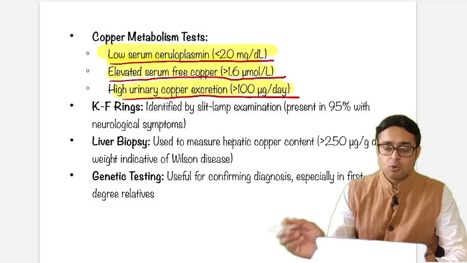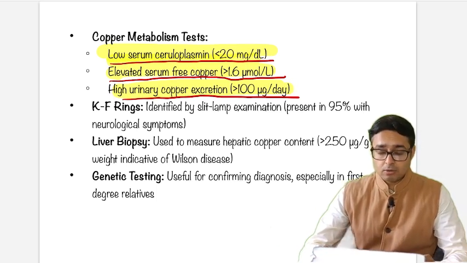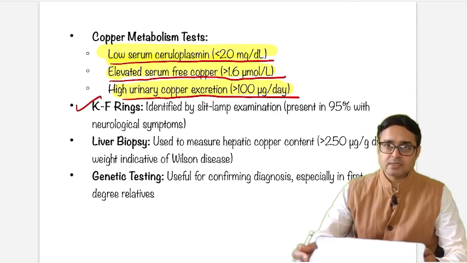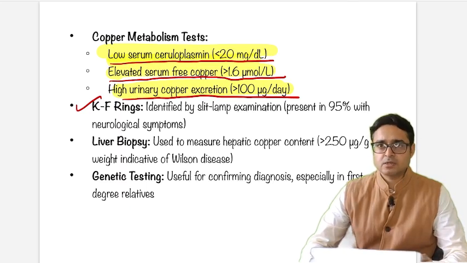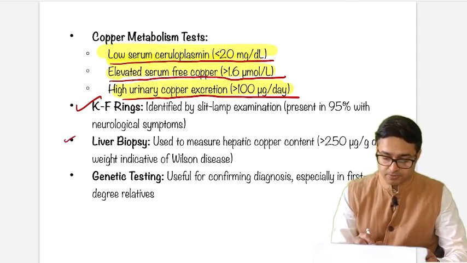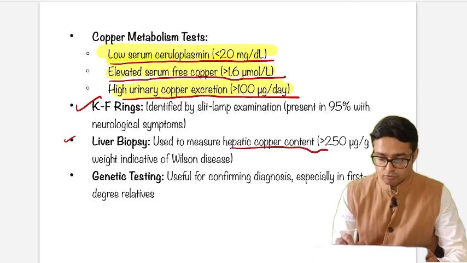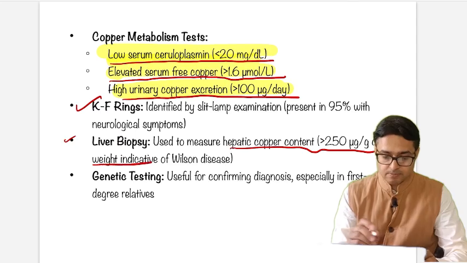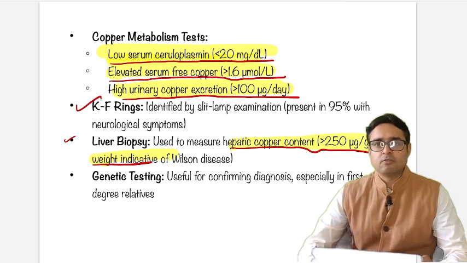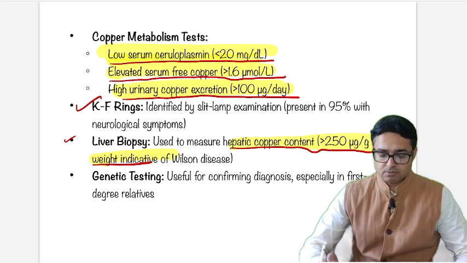So again, to revise: low serum ceruloplasmin, less than 20 milligram per deciliter. Elevated serum free copper, more than 1.6 micromole per liter, and high urine copper excretion, more than 100 microgram per day. KF ring, as we discussed, is seen in neurological cases 95%, in hepatic cases 50%, and asymptomatic or pre-symptomatic cases 20%. Liver biopsy, so this is important. Hepatic copper content is more than 250 microgram per gram dry weight. This is actually more important than the above indicators. And genetic testing, obviously, we can do with ATP7B gene mutation.